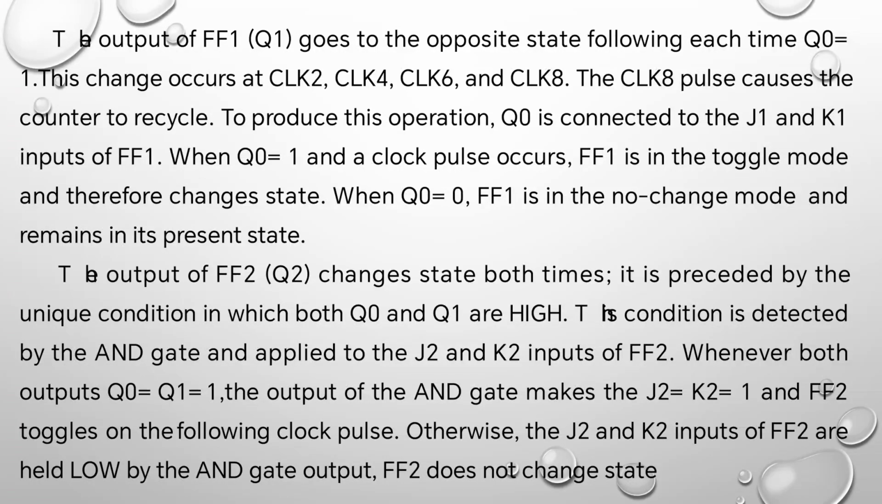The output of flip-flop 2 changes state only when both Q0 and Q1 are high. This condition is detected by the AND gate and applied to the J2 and K2 inputs of flip-flop 2. Whenever both outputs Q0 and Q1 equal to 1, the output of the AND gate makes J2 and K2 equal to 1 and flip-flop 2 toggles on the following clock pulse. Otherwise, the J2 and K2 inputs of flip-flop 2 are held low by the AND gate output. Flip-flop 2 does not change state.